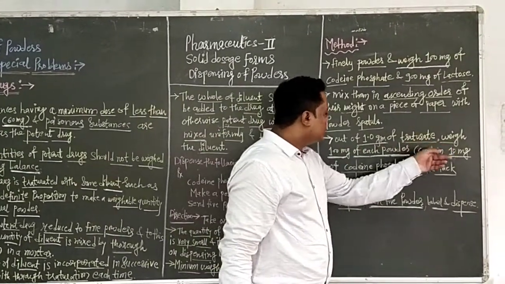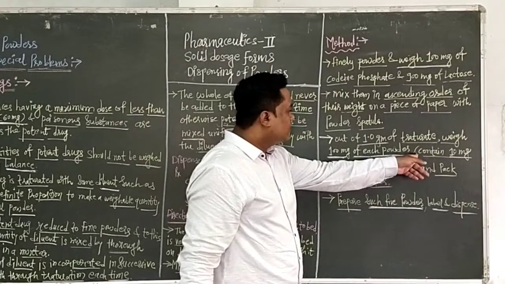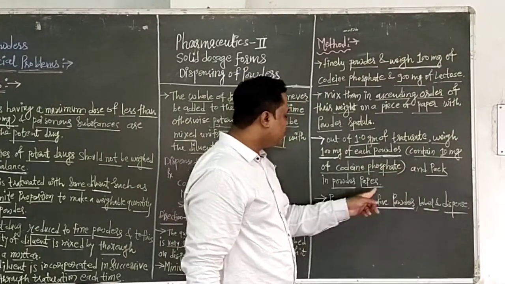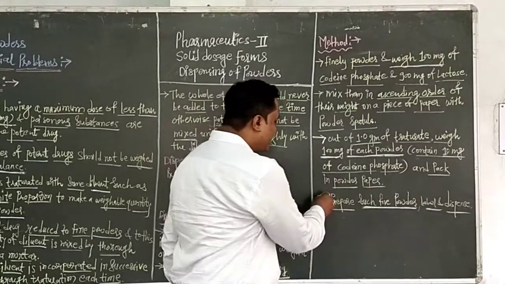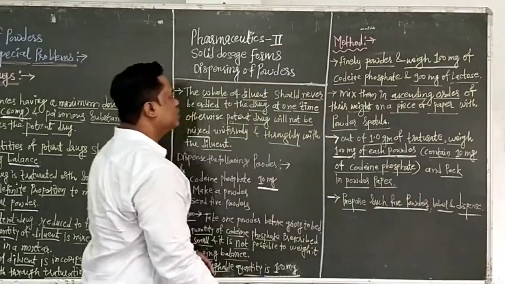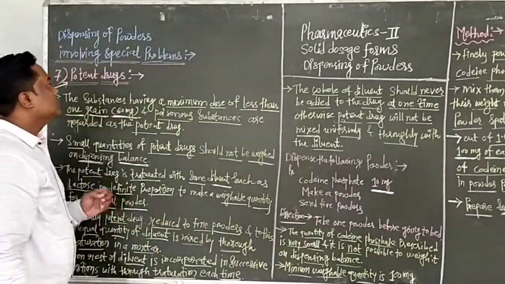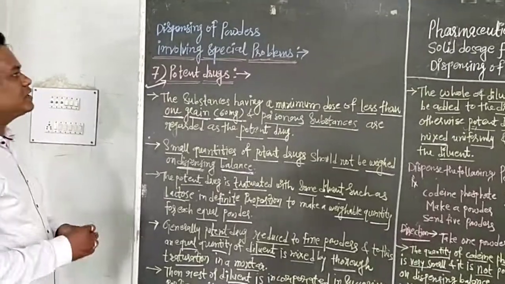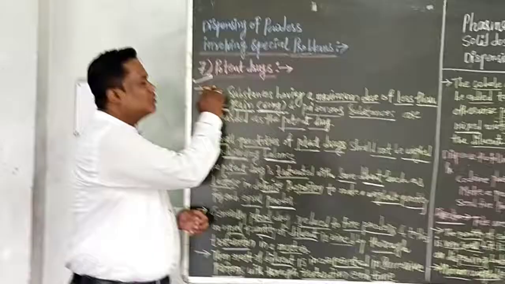Each powder contains 10 mg of the drug and is packed in a powder paper. Lastly, we prepare such 5 powders, label and dispense. So in this lecture, we have seen the dispensing of powders involving the special problem, that is the potent drug.